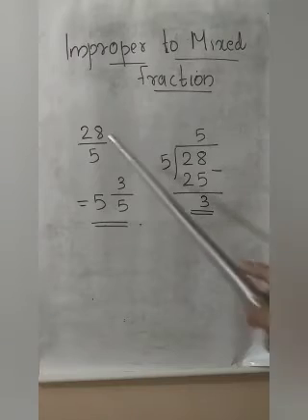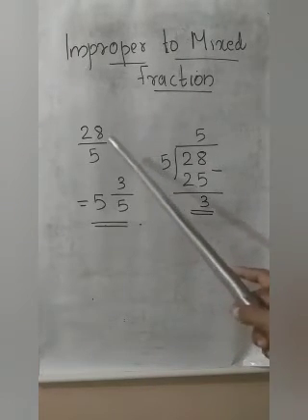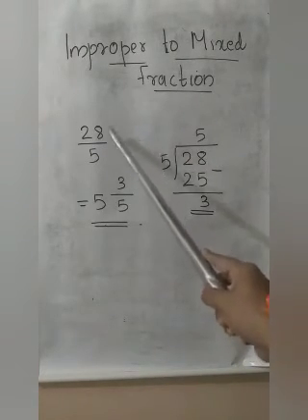Next example, 28 by 5. So for converting, what do we have to do first? First we are dividing 28 with 5.